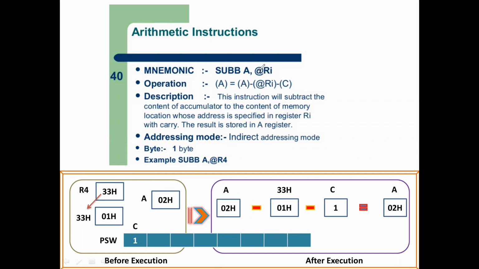So always, if you see at, which is nothing but indirect, next to the at there will be some register. Inside that register is nothing but the address. Inside the register, we have the address. That's why I'm pointing to the address, 33H. Inside that address, we have a data. That particular data is taken for the operation. Fine.